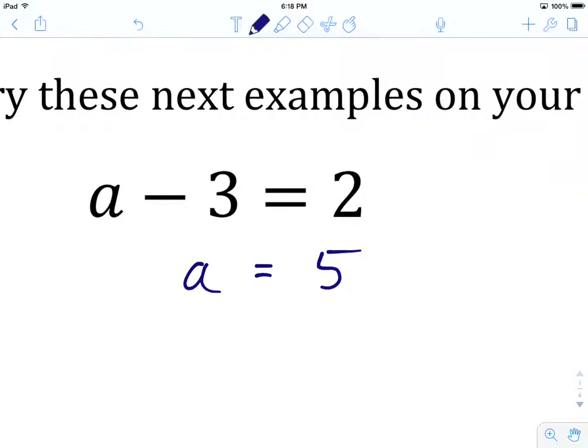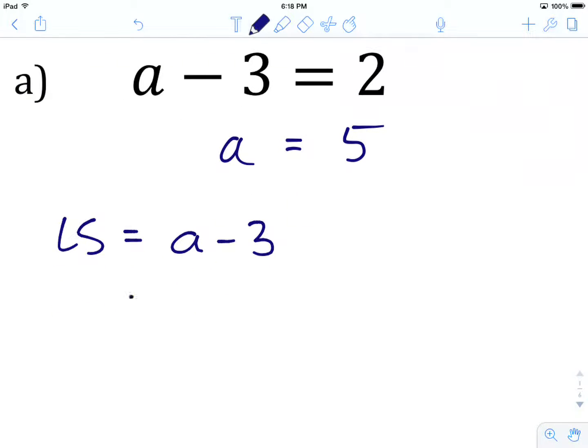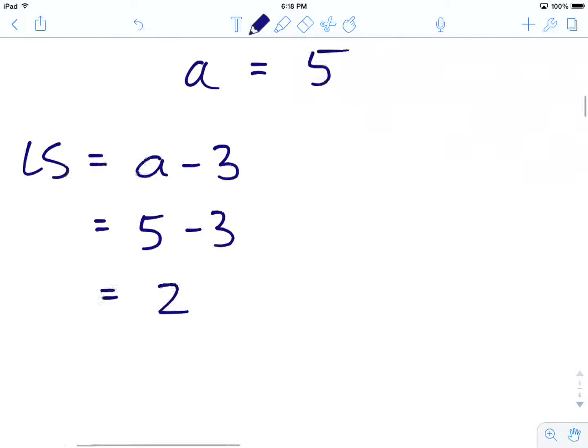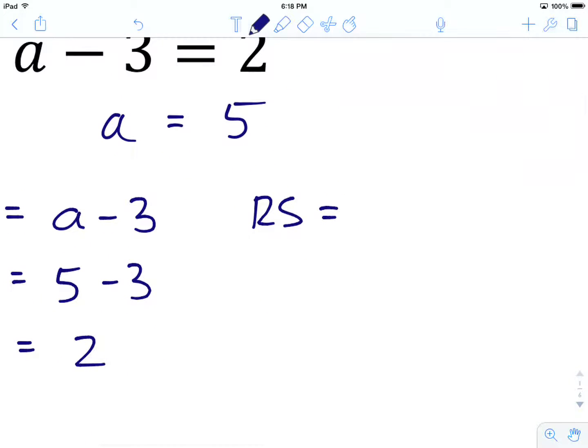And I'm going to check this by doing a left side equals. So there's my left side, A minus 3. I'm going to put in the value for A, 5, that I think is true. And 5 minus 3 equals 2. Let's do the right side now. The right side of my equation is equal to just 2.